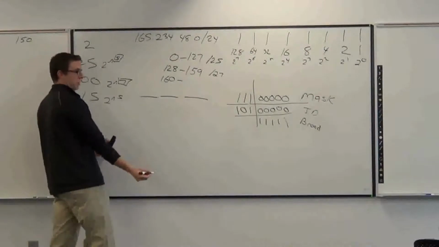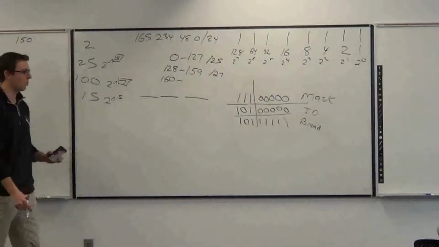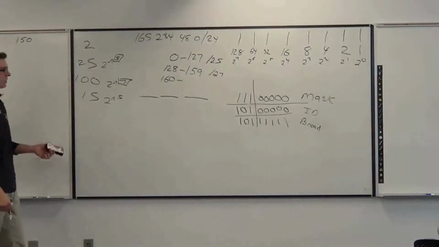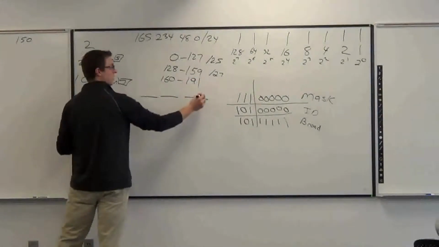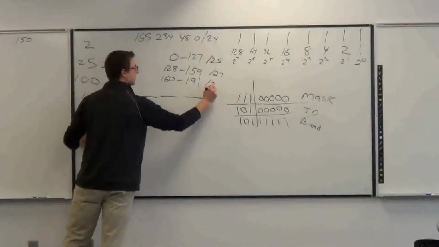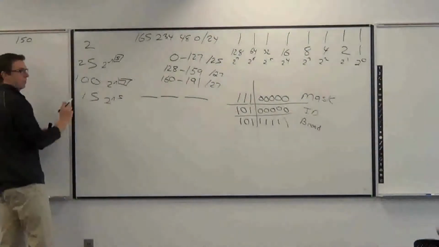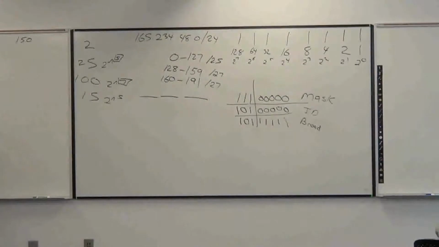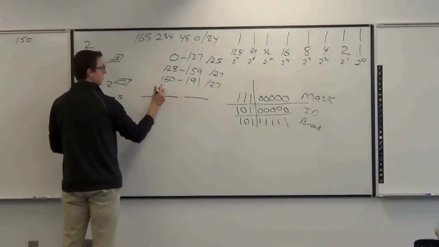Then to get the broadcast, I make the right-hand side ones. So I have 160 plus 31, 191, same subnet mask because I borrowed the same number of bits, 5 and 5. Questions? Okay. Next range is going to start with 192.